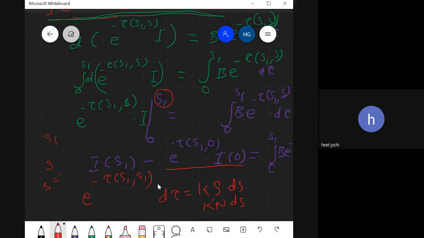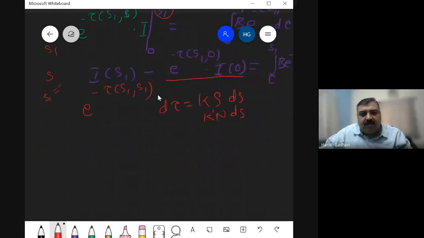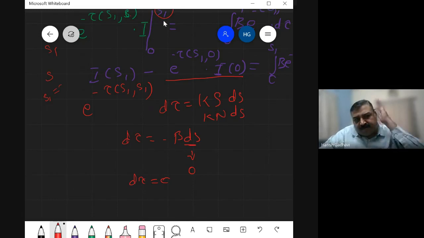Sir, I understood, sir. Thank you, sir. Okay. So d tau equal to, this is very difficult to work with this pen. d tau equal to minus beta into ds. So if your ds is 0, then your d tau is also 0. And that is what we have done in this when we substituted S1.